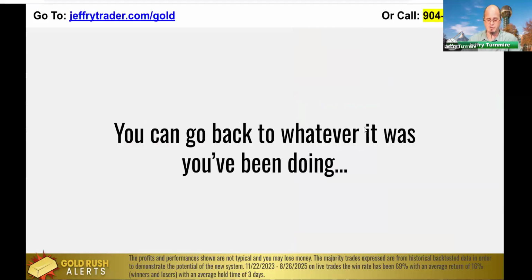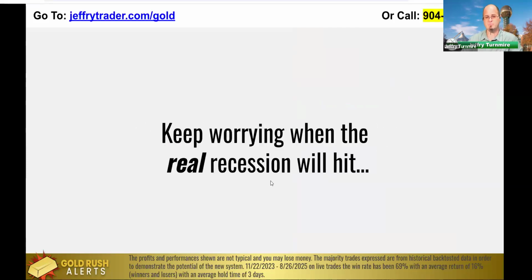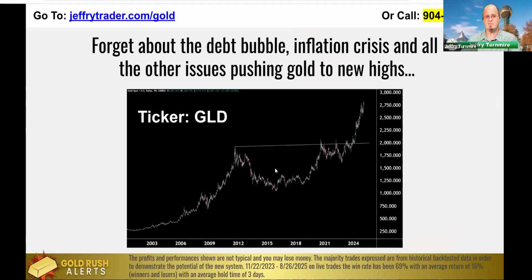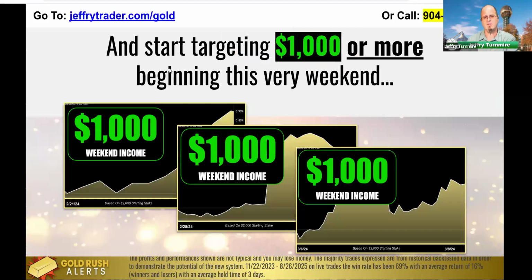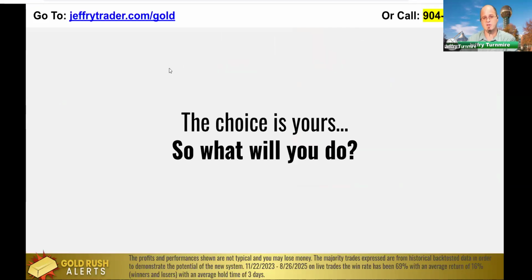It's time to make a choice. You can go back to doing whatever you were doing today, worrying about when the next real recession might be cooking. Forget that gold broke out and we're in another consolidation before we break out again. Or you can do something new. You can tap into gold during the bullish days of the week. Start targeting $1,000 or more beginning next weekend. So the choice is yours. What are you going to do?